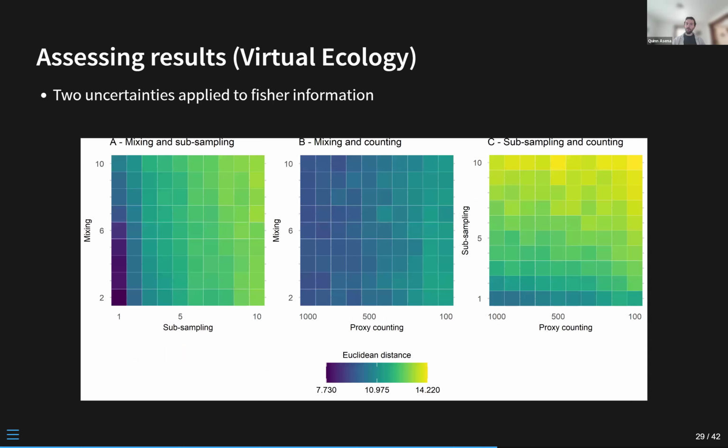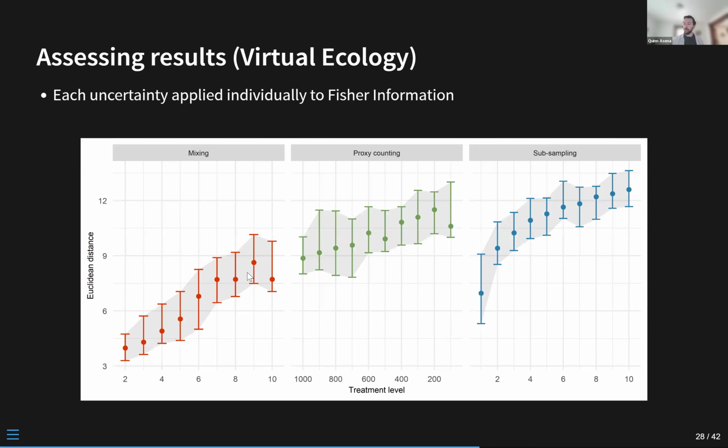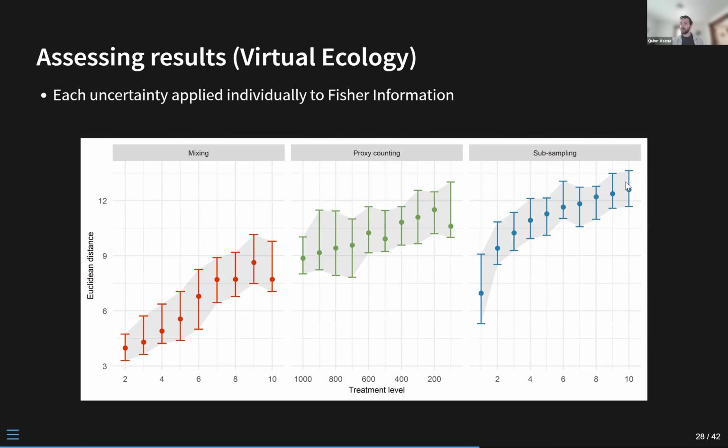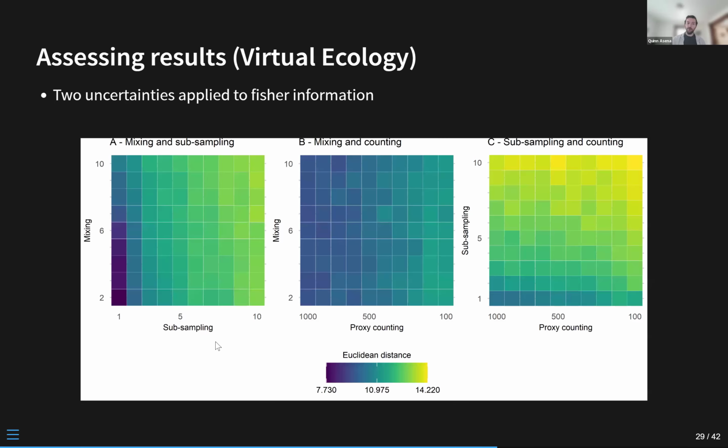But then we can apply these in combination. So these complicated plots are what happens if we apply mixing and subsampling together, mixing and proxy counting, or proxy counting and subsampling. So it's all the possible combinations of uncertainty. And what we're most interested in here is actually the diagonal axis. So we know that the first column over here of mixing is more or less going to be the same as that. And this last row here of subsampling is more or less going to be the same as that. So what happens when we apply the two together?